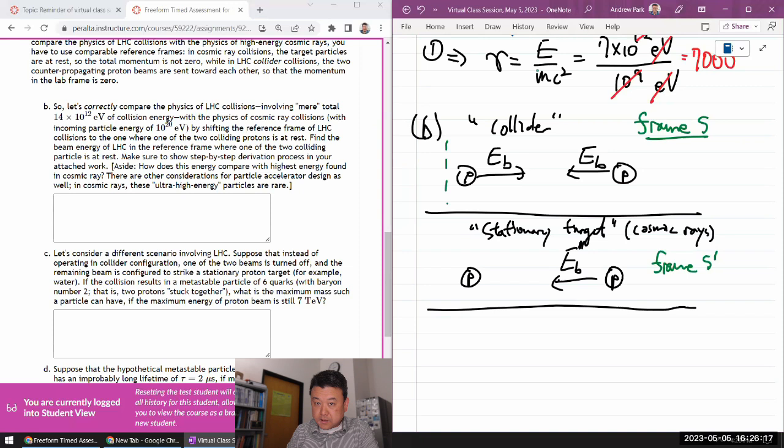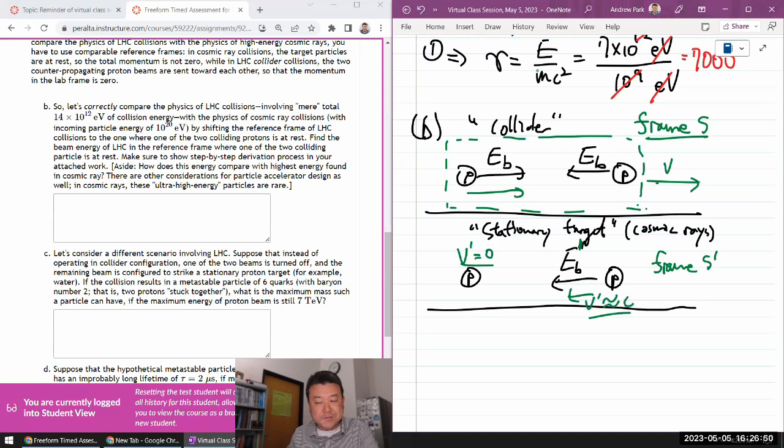And this is the frame that you get if you imagine a box around this that's moving to the right with the speed v that we calculated above. So this frame is moving at the same speed that the rightward propagating proton is. Then in this reference frame, this is at rest. V prime is equal to 0. And this, with the energy E_B prime, is moving at some speed V prime. That's still going to be approximately C. That doesn't give you a lot of information.